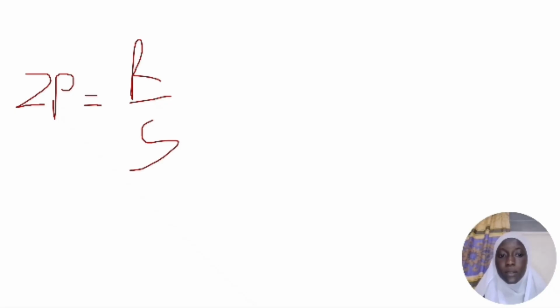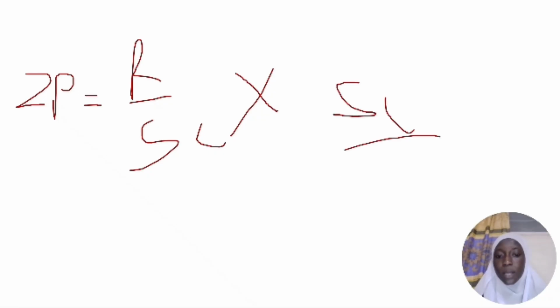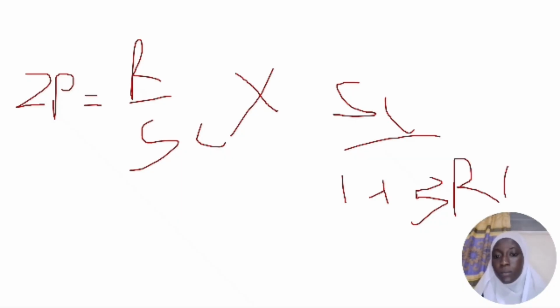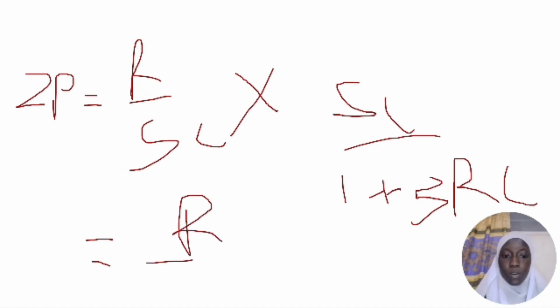So therefore ZP is equal to R on SC multiplying SC on 1 plus SRC. Therefore, ZP will be equal to R on 1 plus SRC.